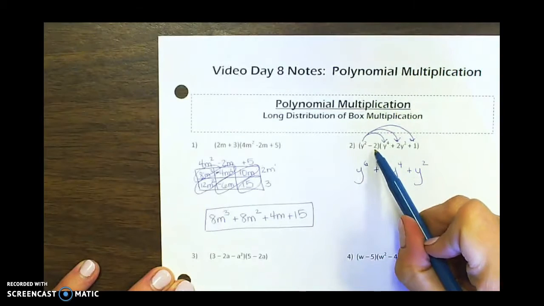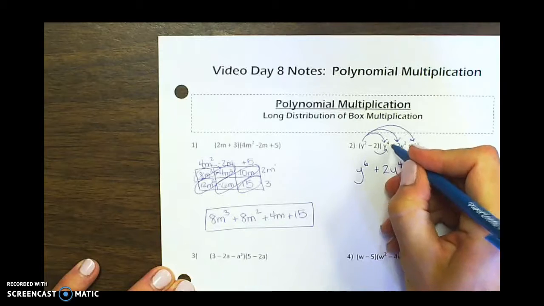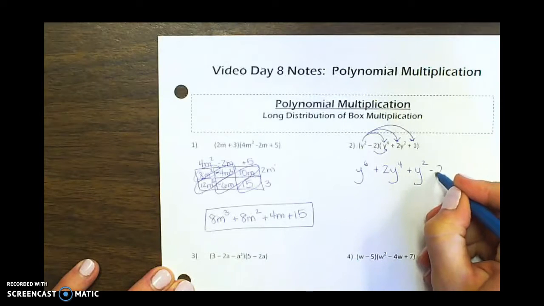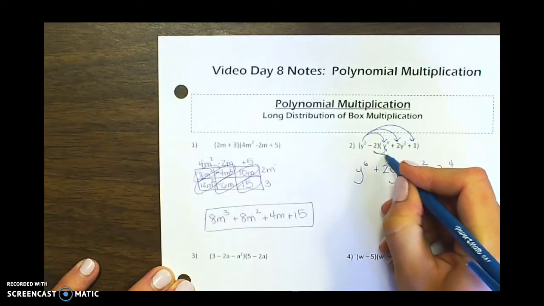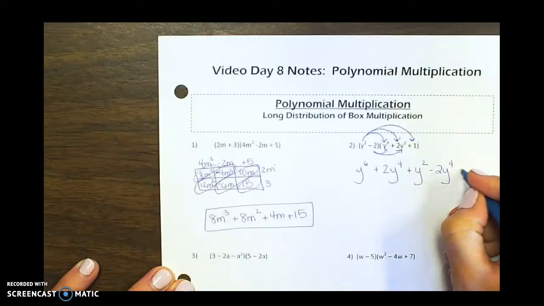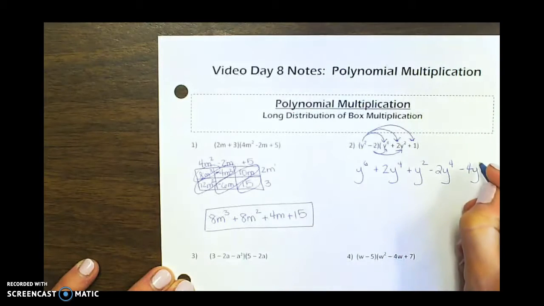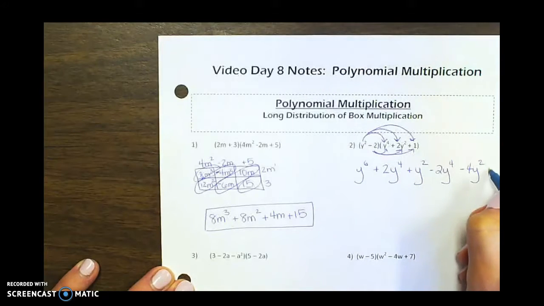Now we're going to take the negative 2 and we're going to multiply it to everything. So negative 2 times y to the 4 is negative 2y to the 4. Negative 2 times 2y squared is going to give us a negative 4y squared. And then negative 2 times a positive 1 is a plus, oops, actually, nope, it's a minus 2.